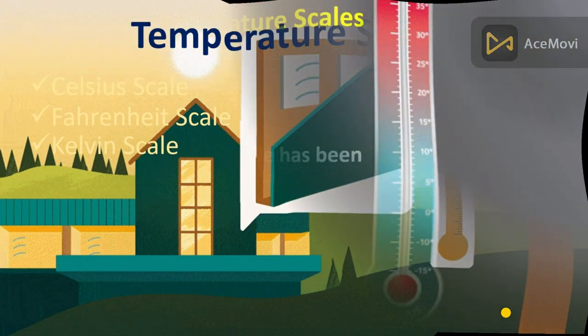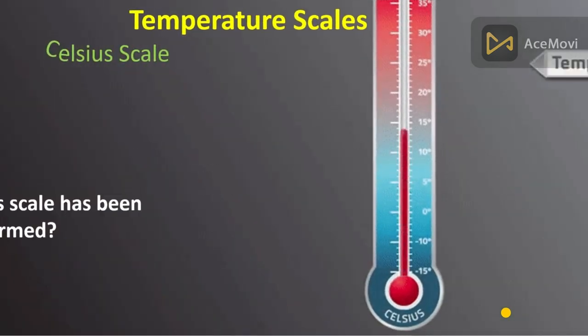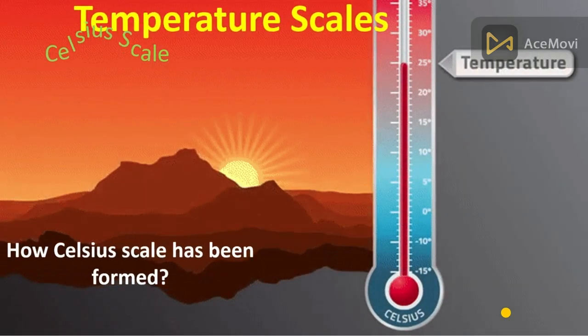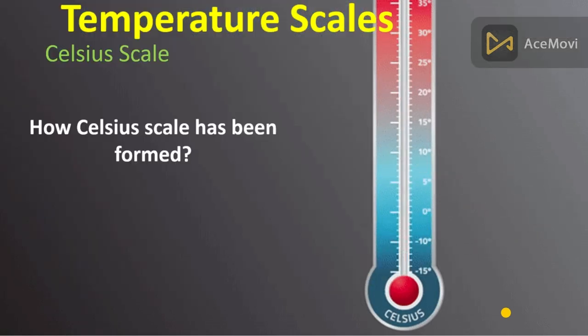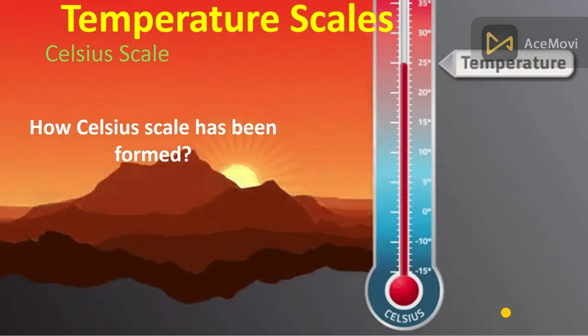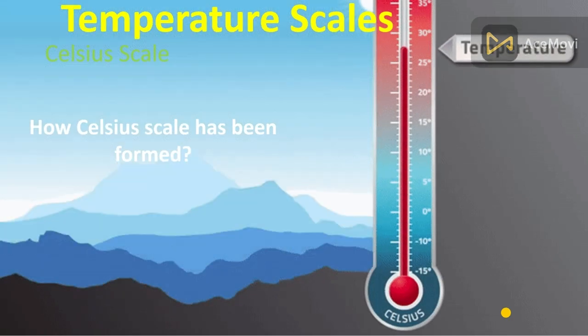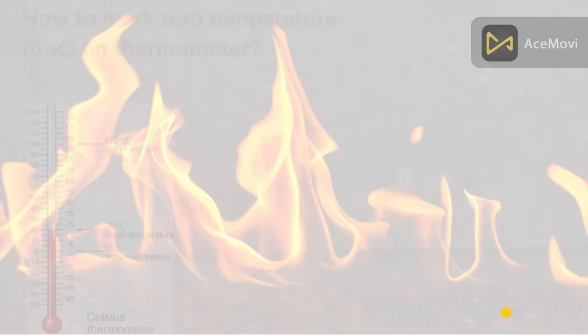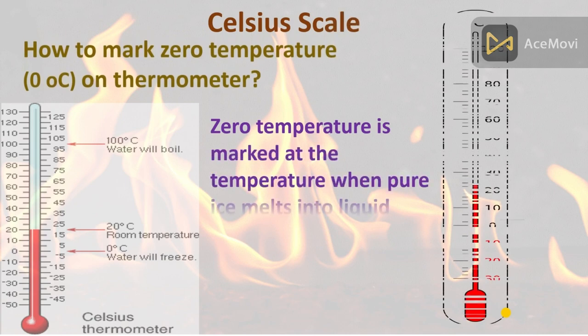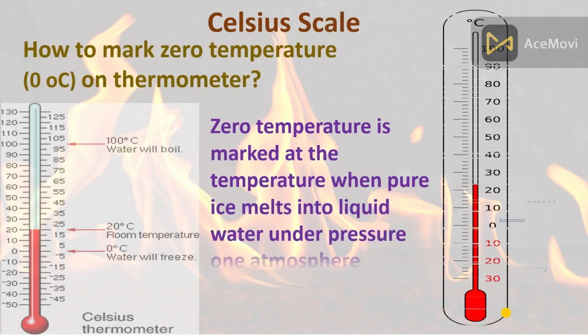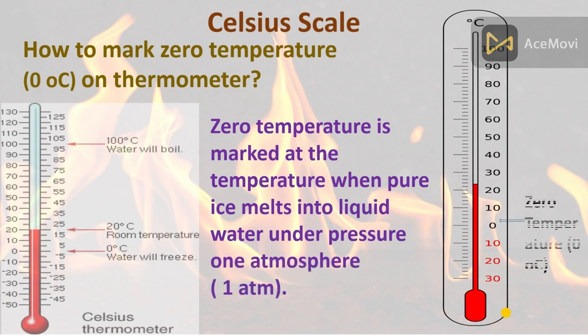First we will talk about the Celsius scale. Do you know how the Celsius scale has been formed? To scale the thermometer in Celsius, mainly we use two temperature points. Those are 100 degrees centigrade and 0 degrees centigrade. 0 is marked at the temperature when pure ice melts into liquid water under pressure 1 atmosphere.